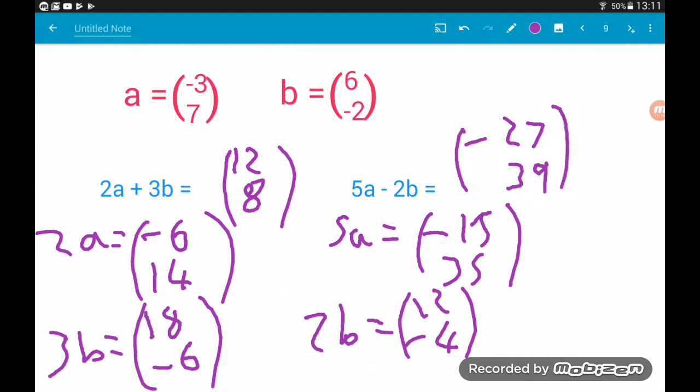Okay guys, that's column vectors. Hope you found it useful.